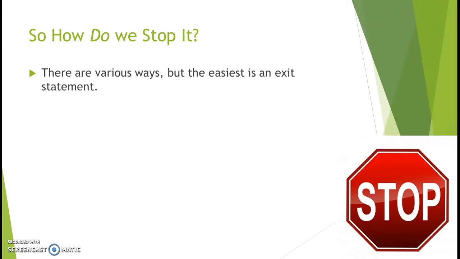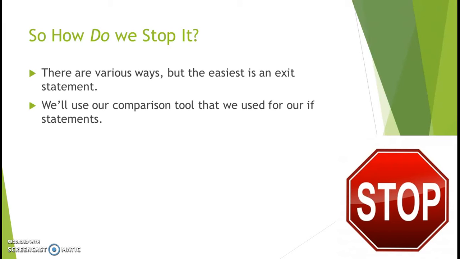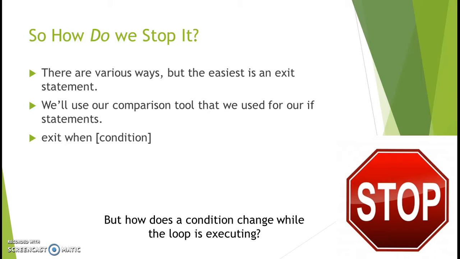Well, there are lots of ways. The easiest one is just put in an exit statement. And we can use something like our comparison tool that we used for our if statements previously. So we can add to our loop an exit when condition. And the question then becomes, how does a condition change while the loop is executing? Well, there's various ways that can occur, all associated with the code that's inside our loop. But there's another way that we can design a loop to end, and that's to make it finite.